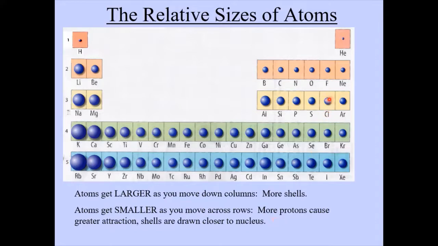In other words, chlorine here, even though it has 3 shells, just like sodium, chlorine has more protons pulling those shells and squeezing them in tight due to the attraction between the protons and the electrons. So as we go across the row, we see smaller and smaller atomic sizes.